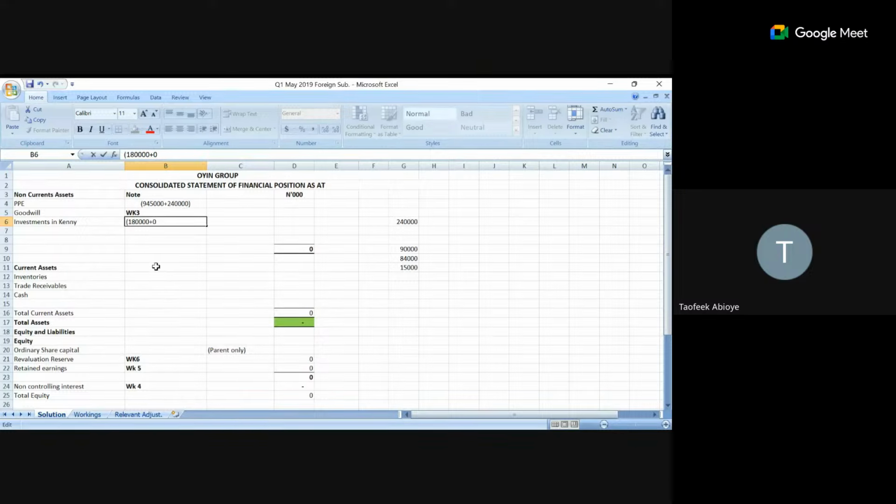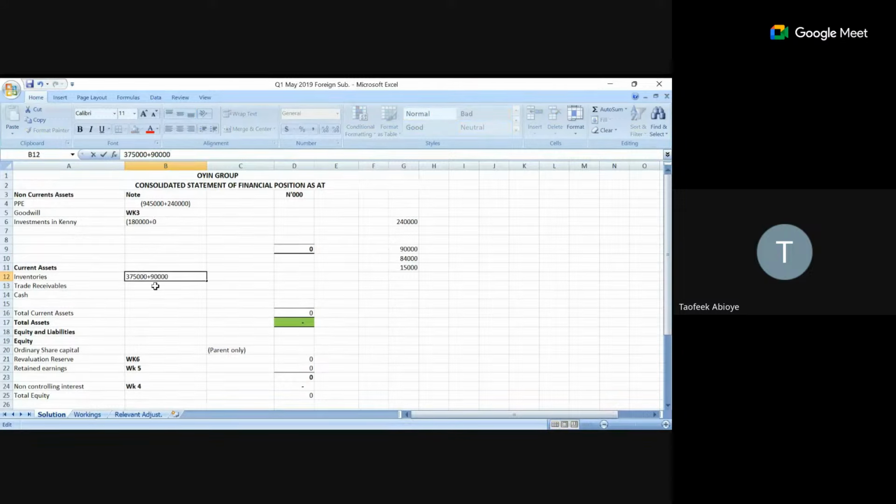Now, inventory. What is the inventory of parent company in the balance sheet? They gave us 375,000. Now, this is the inventory of the subsidiary company, the converted one, 90,000.